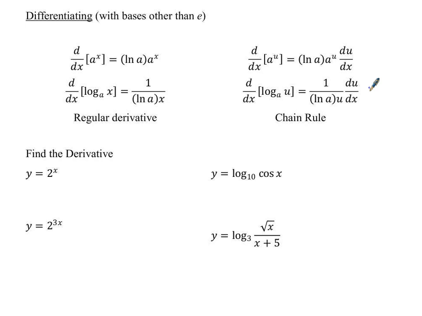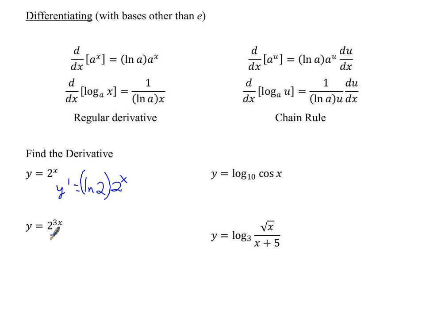So let's find the derivative of y equals 2 to the x. I don't need a chain rule here, so I'm just going to use this guy. The derivative of a to the x is equal to the natural log of a times a to the x. So therefore, y prime equals natural log 2, which is just a constant, times 2 to the x. And I'm done. There's lots of different ways you could write this here. Parentheses kind of make it pretty clear what's going on.